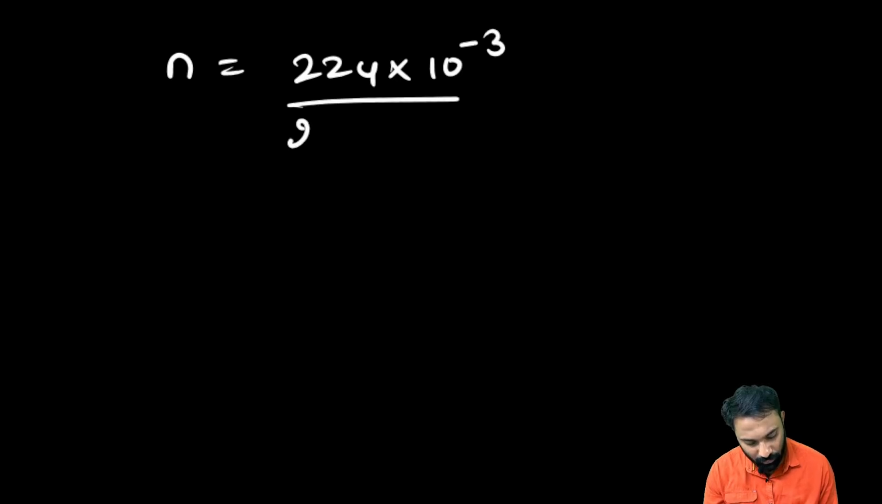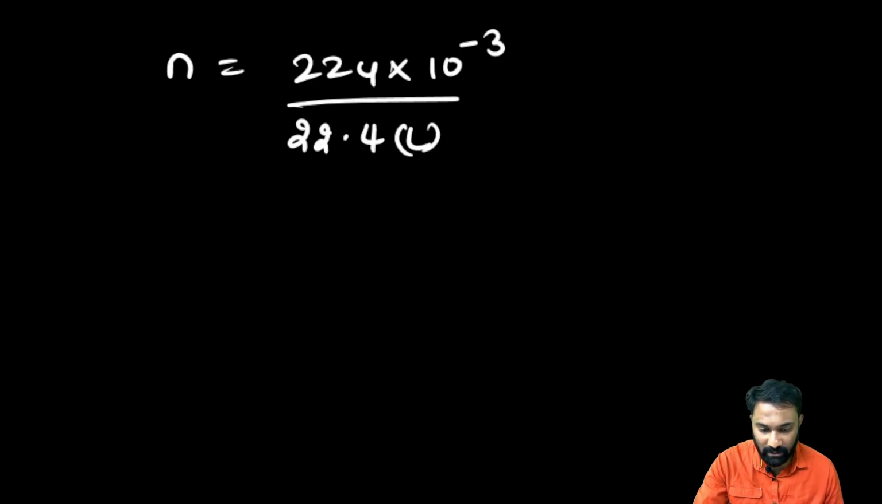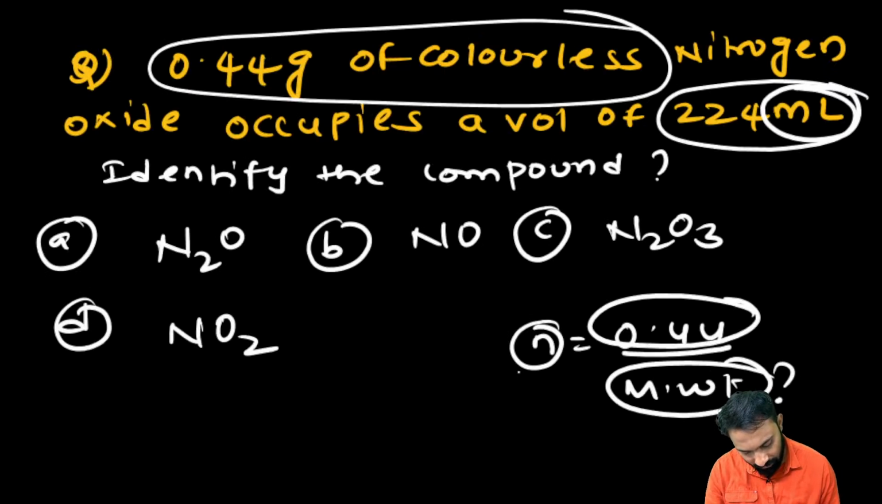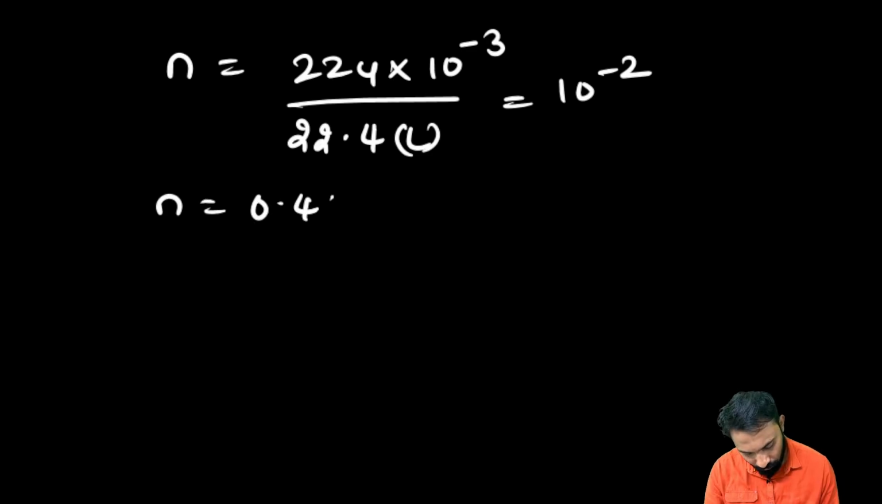For the given volume, n is equal to 244 into 10 to the power minus 3 by 22.4 liter. Clear? From here you will get approximately 10 to the power minus 2 mole. After getting the moles, now the number of moles is equal to weight they have given. How much they have given? 0.44 gram they have given. And the number of moles how much you got?